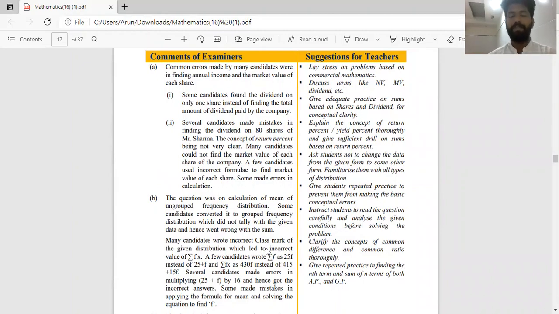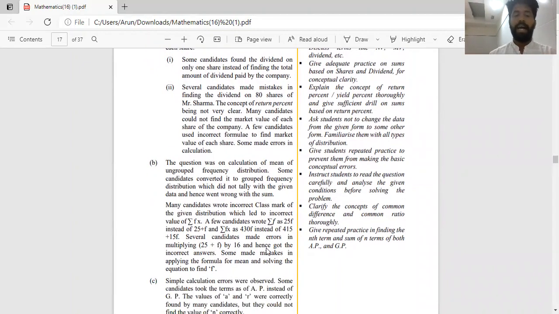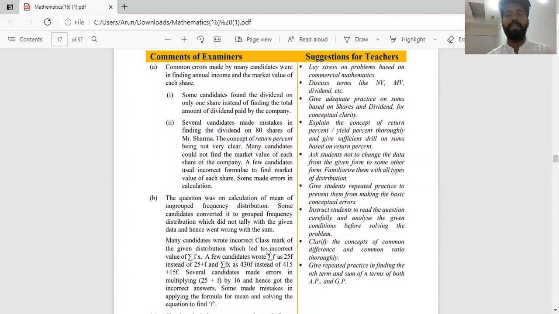Then many calculation mistakes are also there, that 25 plus f was divided by 16 and hence got the incorrect answer. So many students also wrote the incorrect formula and applied the formula for mean incorrectly. So you have to keep all these things in mind, that you guard against these particular problems. So how to train yourself?